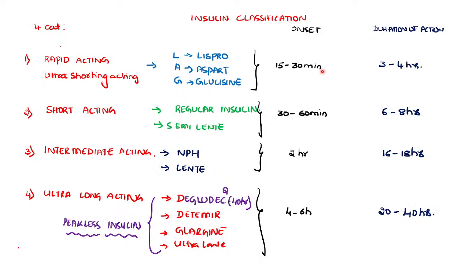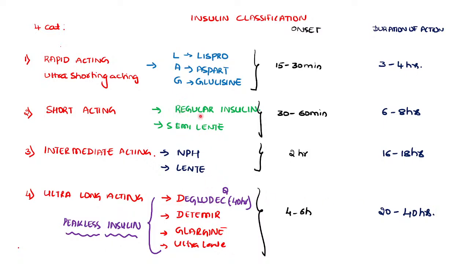So I hope this will be useful for you in terms of preparation as well as the structuring of your answers in your MBBS theory exams, and it is also very important from the point of view of MCQs. They may ask which of the following is the rapid acting preparation, so you need to know this table. They may ask which is the peakless insulin among these, and which is the drug which acts for 40 hours. It is the degludec.